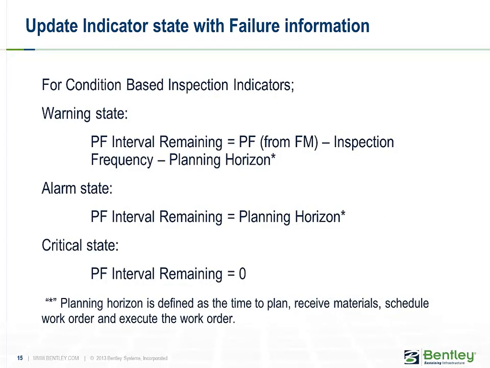Next, you need to anticipate the PDAF interval remaining until consequence, or time until partial or total failure. This should be less than the failure mode's PDAF interval. This depends on what states are selected, but a good starting point is as follows. For condition-based indicators, the PDAF interval remaining equals the PDAF from the failure mode minus the inspection frequency minus the planning horizon. For alarm states, the PDAF interval remaining is equal to the planning horizon. And for critical states, the PDAF interval remaining should be 0, as we're very near the time of consequence.